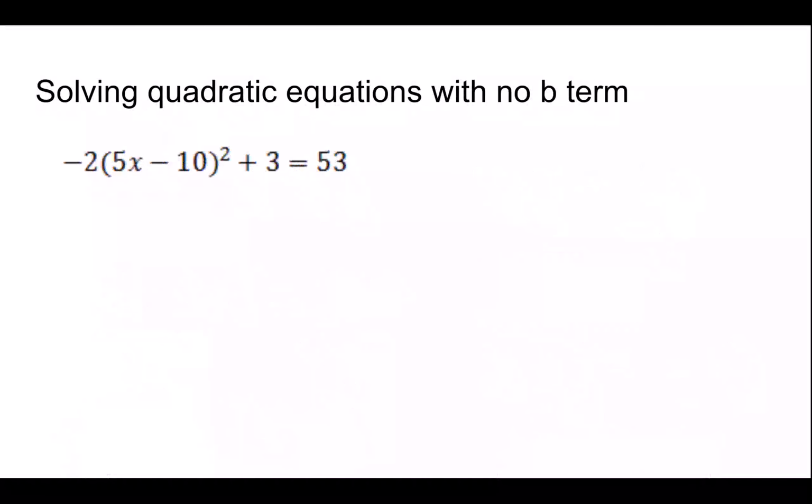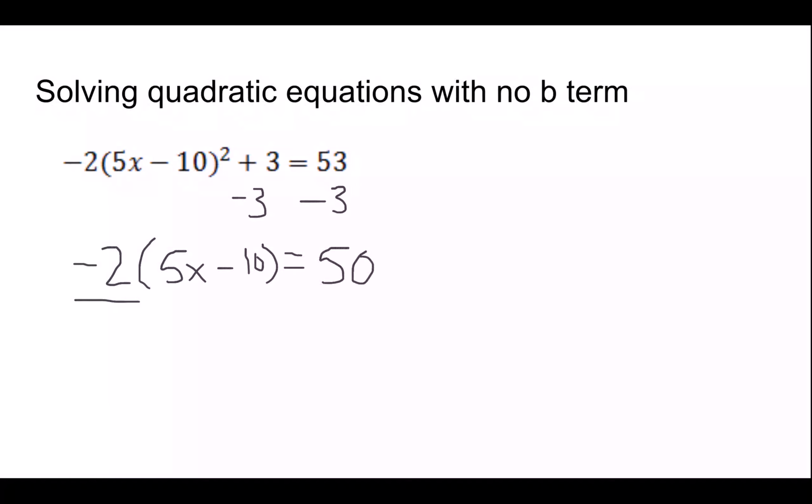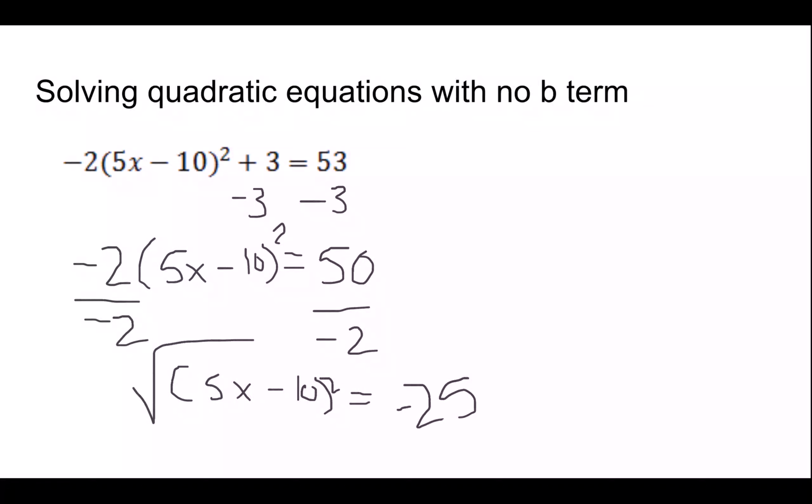Let's try one more. Okay, so again for this one, I'm going to end up subtracting 3, which will give me 50. I'm going to divide by negative 2. Divide by negative 2. And I'm going to get, oops, I forgot my squared up, (5x minus 10) squared equals negative 25. I'm going to take the square root. And I'm going to stop, because the square root of negative 25 I can't do. So this one has no solution.